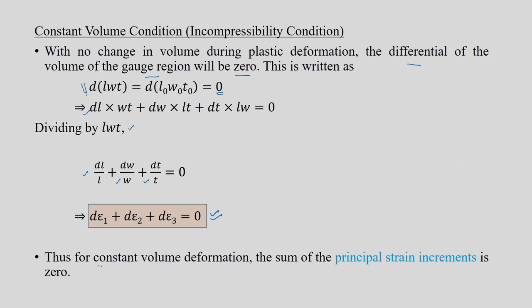Okay, thus for a constant volume of deformation, the sum of principal strain increments is 0. We are doing this, and this will be helpful for us to calculate several things in due course, either for isotropic material or for anisotropic material. Thus for a constant volume deformation, meaning plastic deformation, the sum of principal strain increments d epsilon 1 plus 2 plus 3 will be equal to 0.